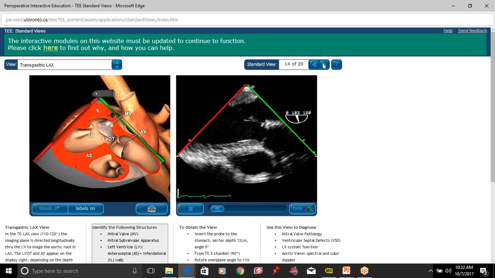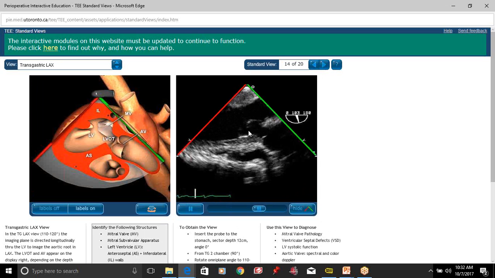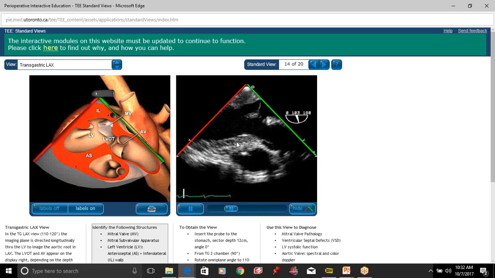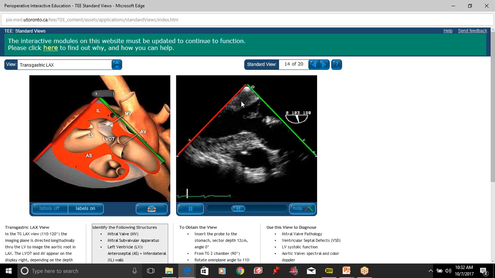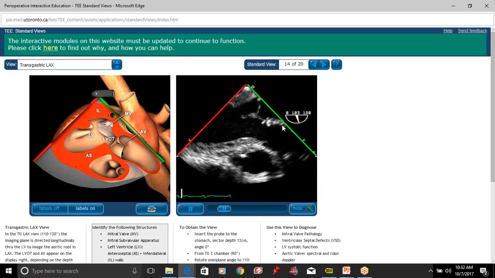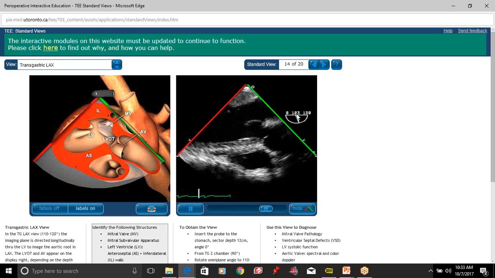Your transgastric long axis view. So you see your aortic valve and the mitral valve together. This is your anterior septum and your inferior lateral. About 100 degrees, roughly.